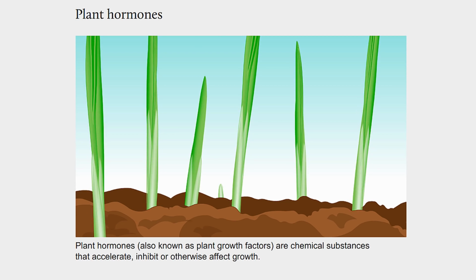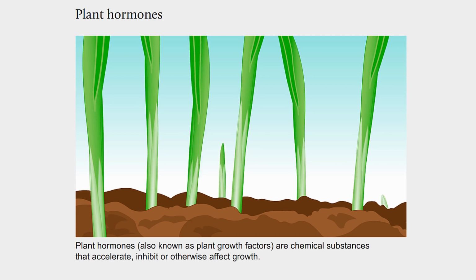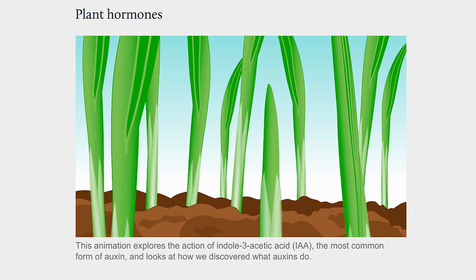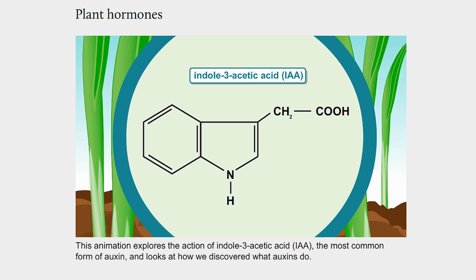Plant hormones, also known as plant growth factors, are chemical substances that accelerate, inhibit, or otherwise affect growth. This animation explores the action of indole-3-acetic acid, IAA, the most common form of auxin, and looks at how we discovered what auxins do.